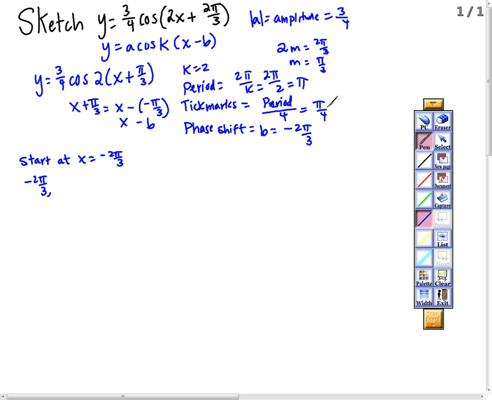Then I'm going to add the distance between my tick marks. So negative 2 pi over 3 plus pi over 4. I cannot add them like that. I need a common denominator. So the common denominator would be 12. I need to multiply this one by 4. This is negative 8 pi over 12. Check it. Does it reduce? Divide both by 4, I get 2 and 3. Good. And this will be 3 pi over 12, since 3 divided by 12 is 1/4. So we have negative 8 pi over 12 plus 3 pi over 12. That's negative 5 pi over 12.